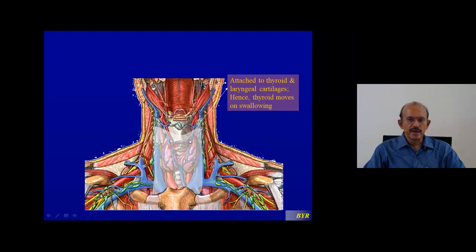Then afterwards we find pretracheal fascia. The pretracheal fascia is attached above to the thyroid and laryngeal cartilages. That means cricoid also. It extends laterally up to the posterior border of sternomastoid, where it gets fused with the general investing layer of the deep fascia of the neck. So the thyroid gland, along with its vasculature, is enclosed in between the two layers of this pretracheal fascia.